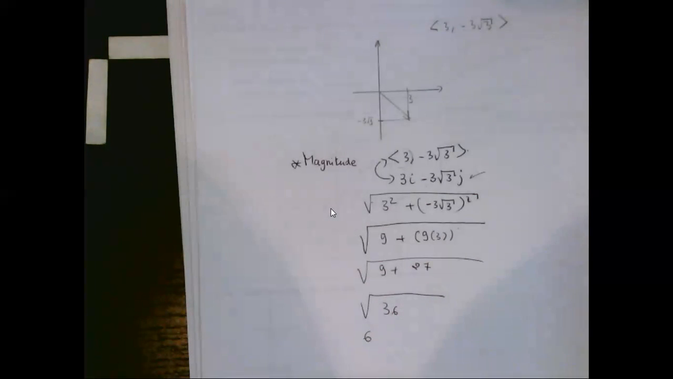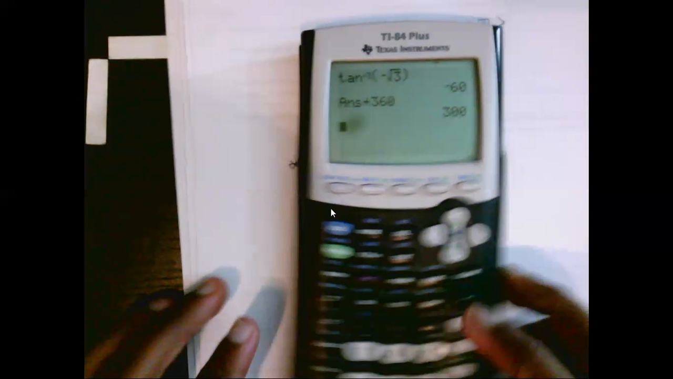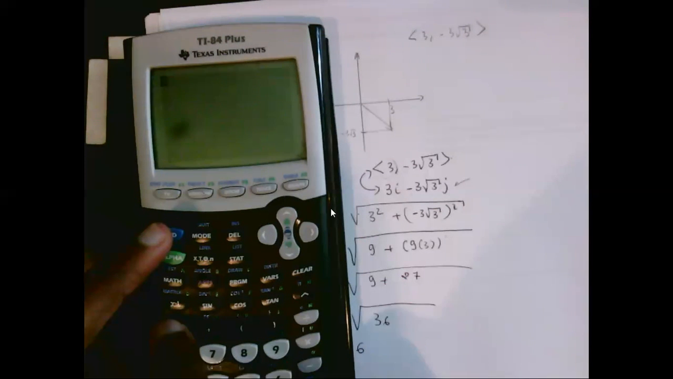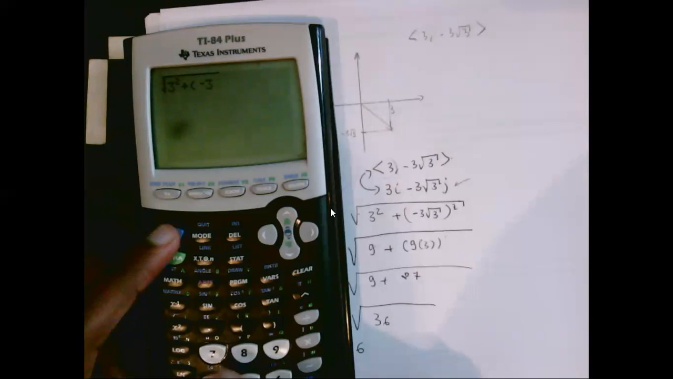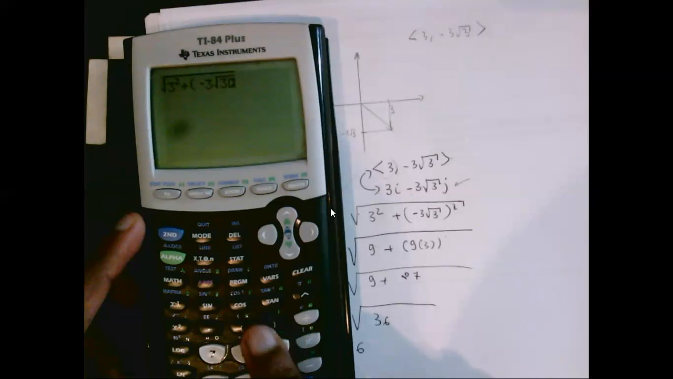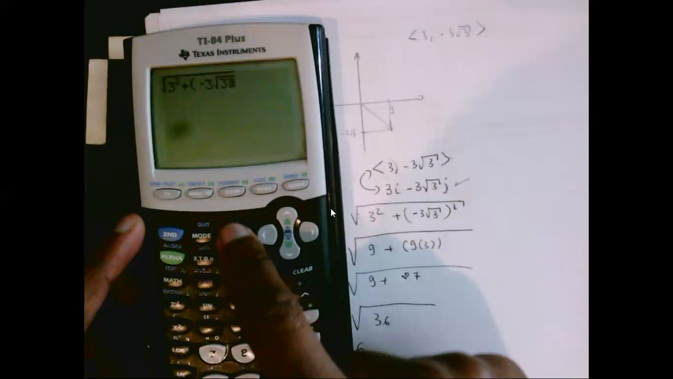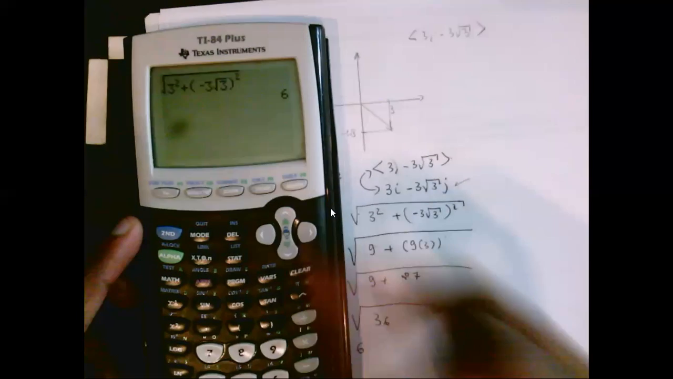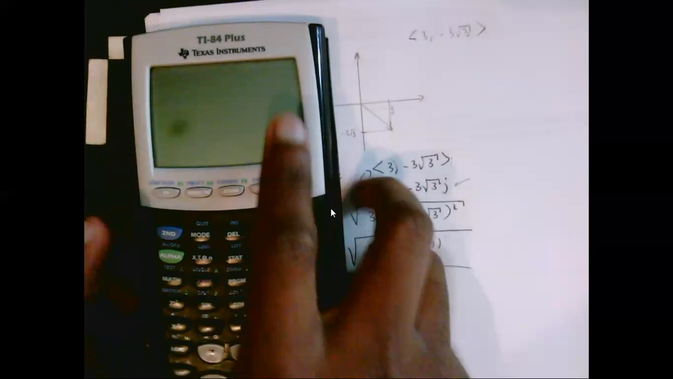So like I was saying, if you're not comfortable with simplifying this expression, you can put that in your calculator. In other words, you can write it as square root of 3, you square it, plus negative 3 square root of 3, and you square that as well, and it will give you the same thing, 6. So both ways work, so do whatever you're comfortable with. So that's for the magnitude.